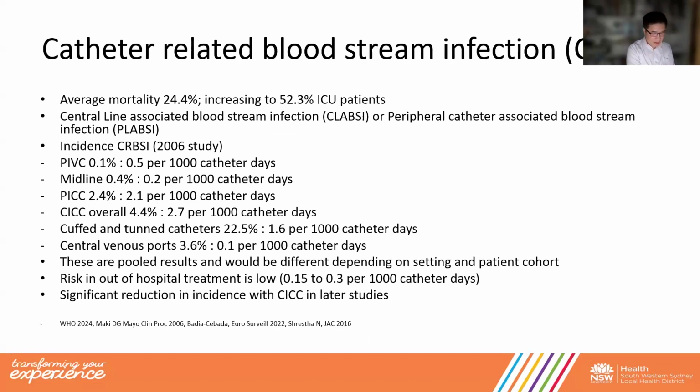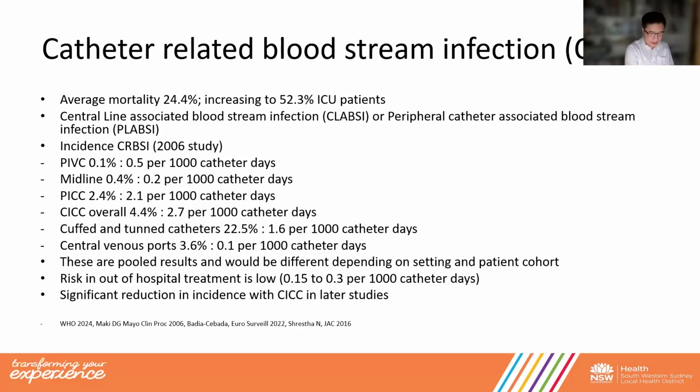When reviewing incidents, one should look at both incidence of infection with use and incidents per 1,000 catheter days. Cuffed and tunneled catheters appear to be the highest risk per device, but when you look at per 1,000 catheter days, the risk is actually quite low. PICCs and midlines generally have the lowest risk of complications, with CVCs highest. The above results were from a systematic review in 2006. These are older results, and complication rates will be different depending on the setting and patient cohort.